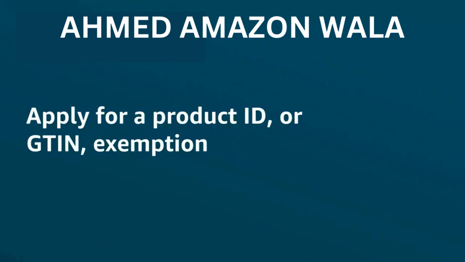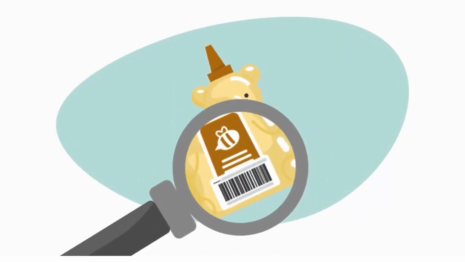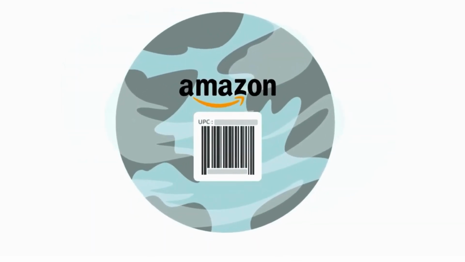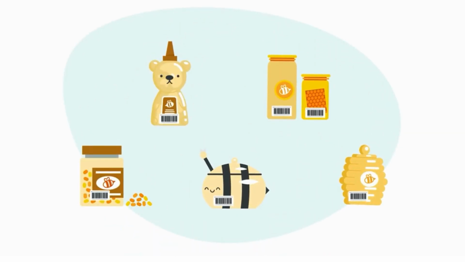Welcome to our training on how to apply for a Product ID or GTIN exemption. A Global Trade Item Number, or GTIN, is a unique set of numbers used to identify products. These are often referred to as barcodes. The most common product ID is the Universal Product Code or UPC. Each product you sell must have its own unique product ID.